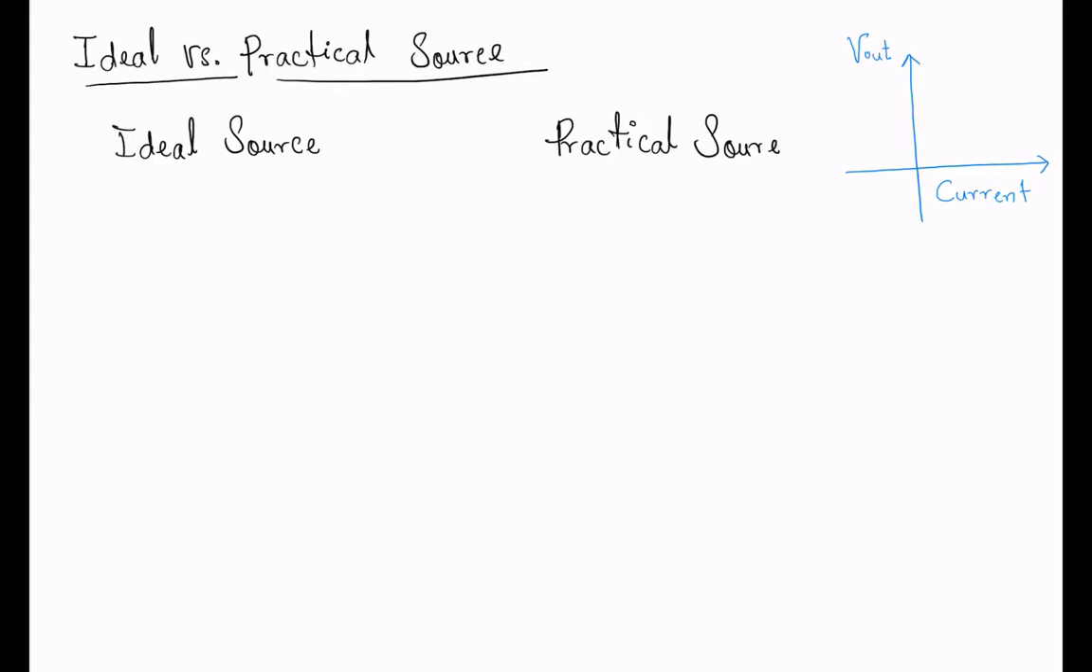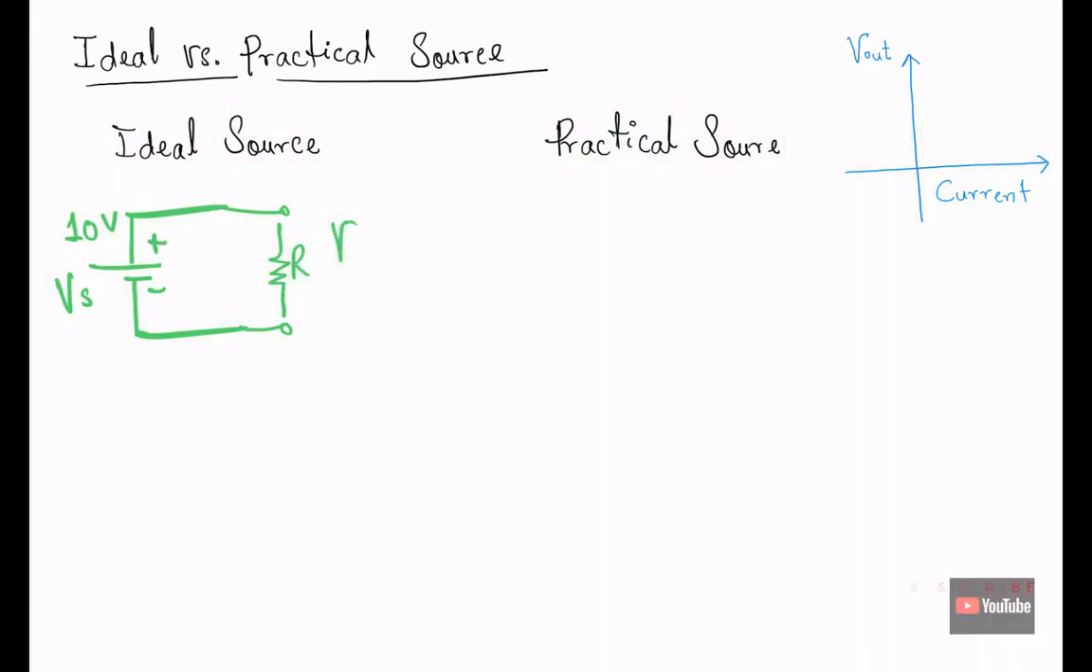The ideal source is a source that considers no internal resistance. So say for example you have a power supply and it is rated 10 volts. That's the positive terminal, that's the negative terminal, and I'm going to call this Vs. Say it is connected to a load R. The output across this load is going to be equal to what you have at the Vs, which in this case is 10 volts.